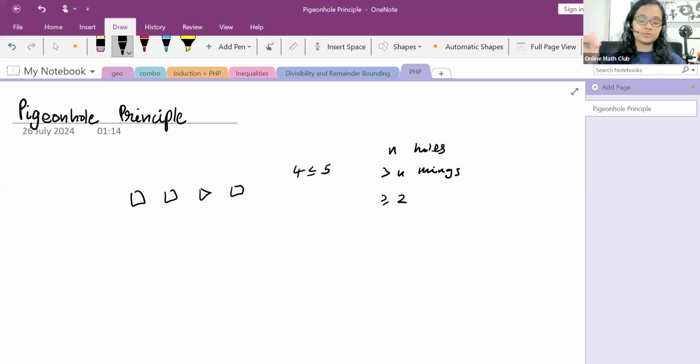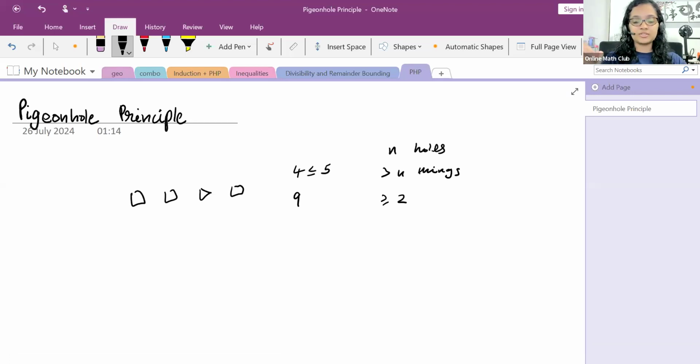Suppose you have four holes and you have say nine things. Then you can show that in some hole you need to have three things. Because if not, you have at most two things in each hole and that will add up to eight. So how can you generalize this?